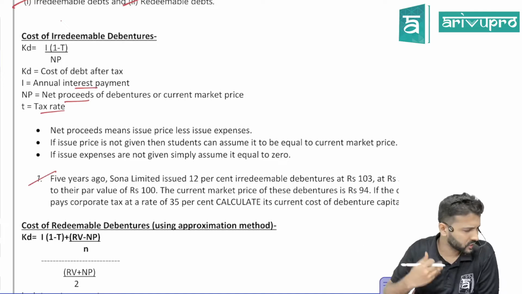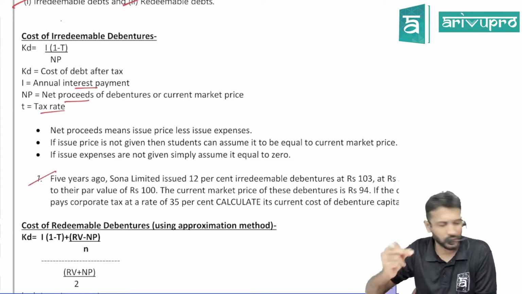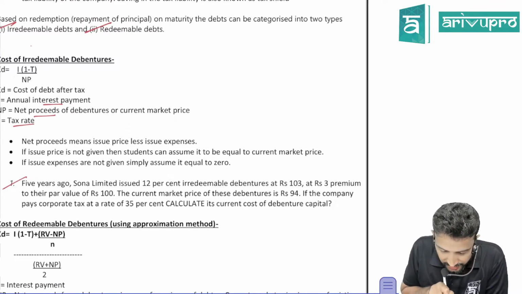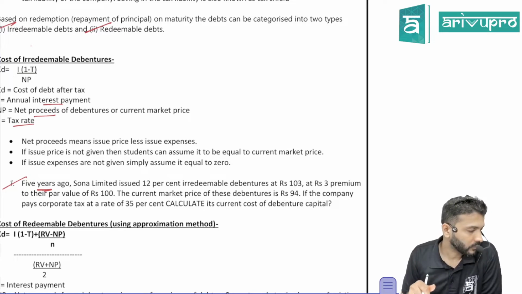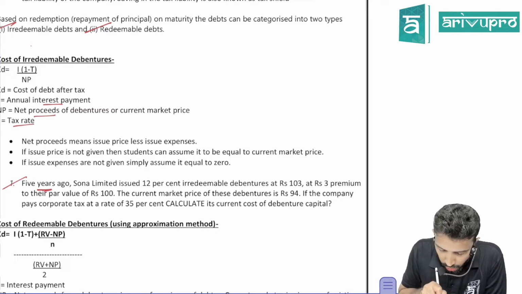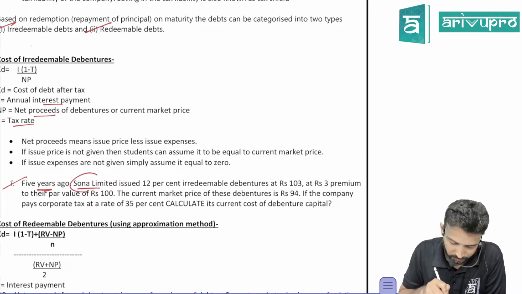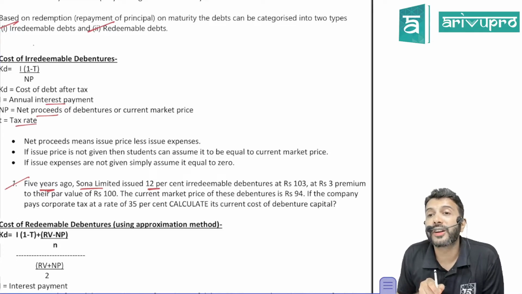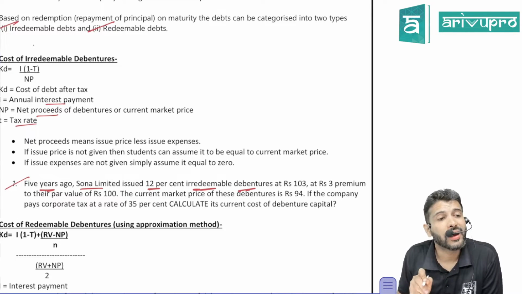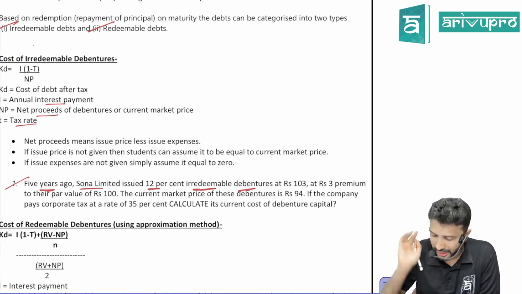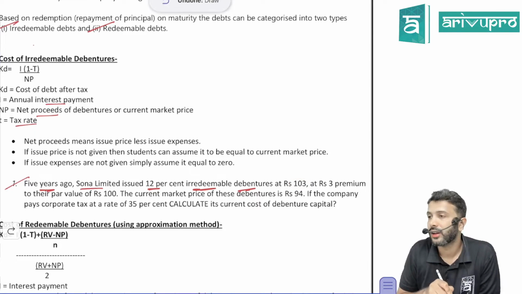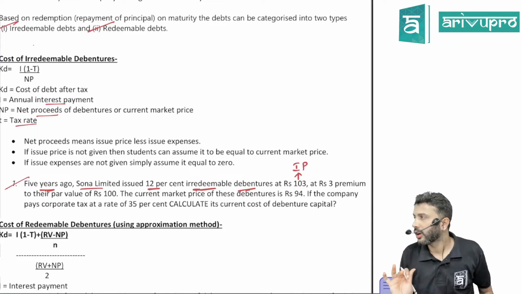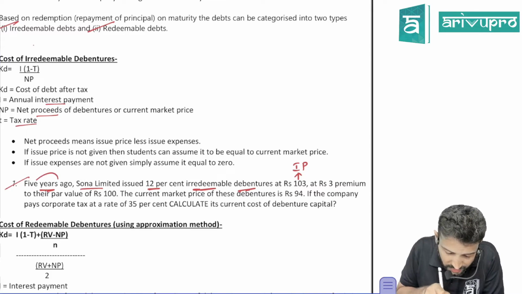First thing, observe. I'll solve it; you need to copy one problem. Stay with me, I'll give you time. Understand it. If you understand, the next one will be pretty much similar. Check this. 5 years ago, underline that if you can, Sona Limited, that's Sona, which we are doing in the class right now, issued 12% irredeemable debentures at 103. So what is this 103, sir? Is it the face value or issue price? Did you issue the debentures now or 5 years ago?